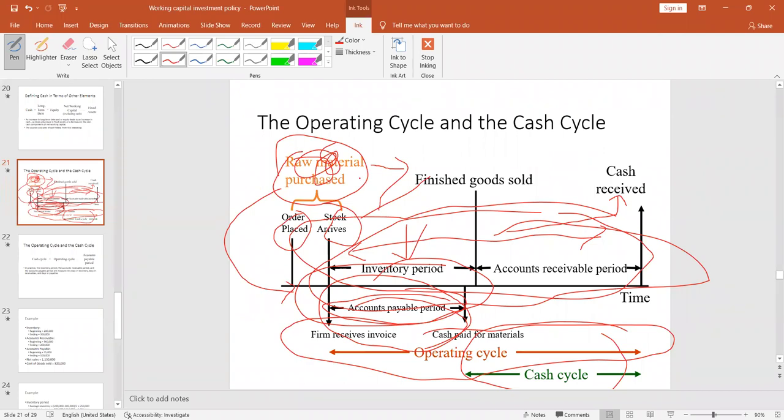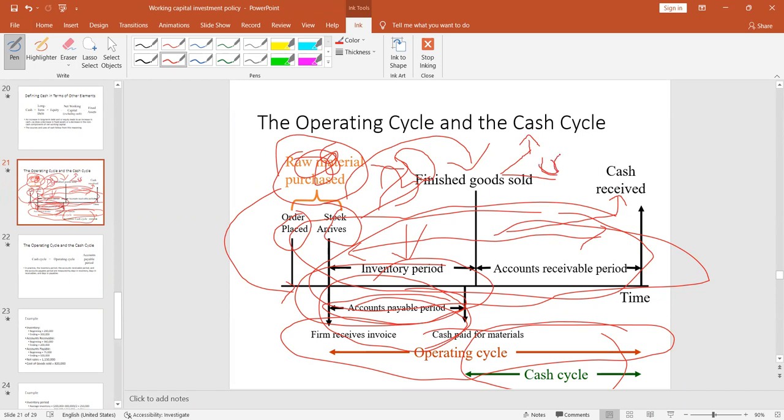So you must consider how many days it will take to convert these raw materials to finished goods. Suppose you need 30 days to convert raw material purchase to finished goods. Once you have finished goods, how many types of sales do you have? You have cash sales, and you have credit sales.